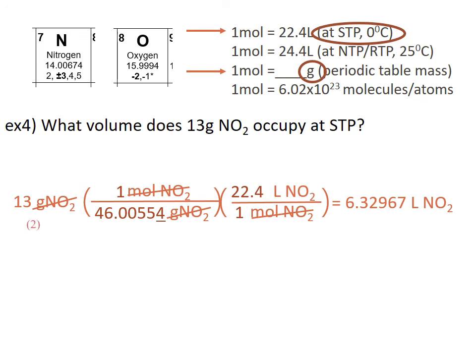Now to correct for significant figures, 2 in my given, 6 in my first bracket, 3 in my second bracket. So that means my answer is only allowed to have 2 significant figures. So my final answer is 6.3 liters of NO2.